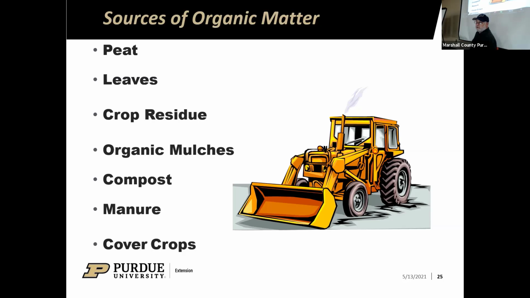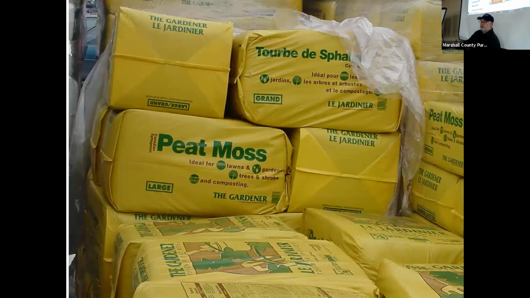Crop residue is another source of organic matter that we need to feed the microbes to break down and be active. So we don't want to remove crop residue unless we need to for disease reasons. Organic mulches are a great way to be adding organic matter to your perennial flower beds, because as that mulch breaks down, those nutrients will be released back into the soil. Compost, and we'll talk about that more in detail. Manure, and we'll cover that in more detail. And cover crops, and we'll discuss that more too. All great sources of organic matter.